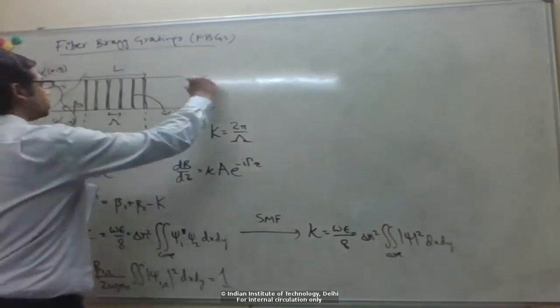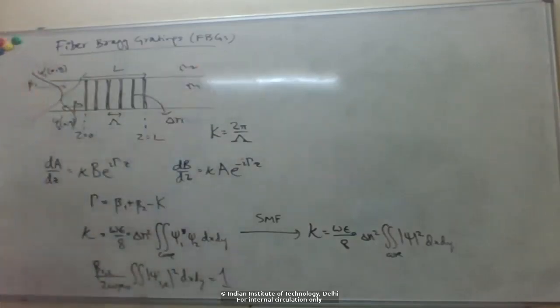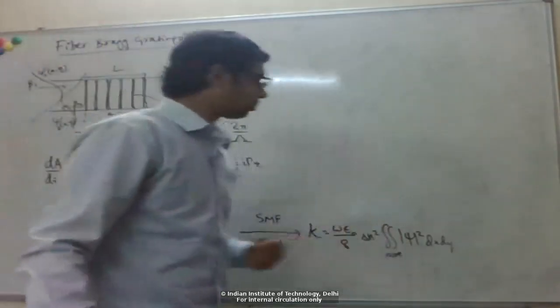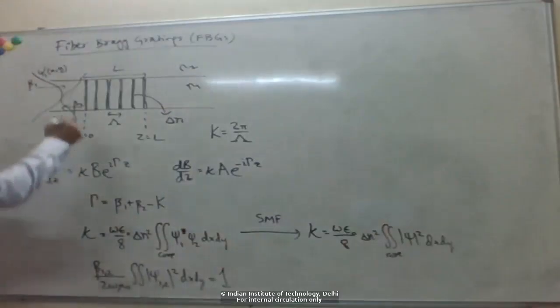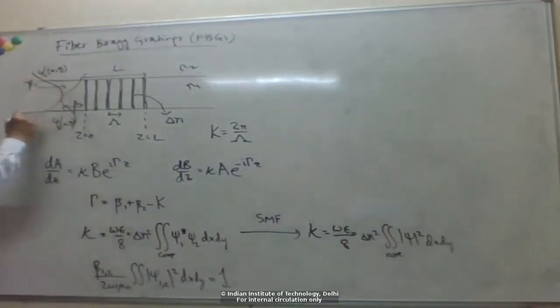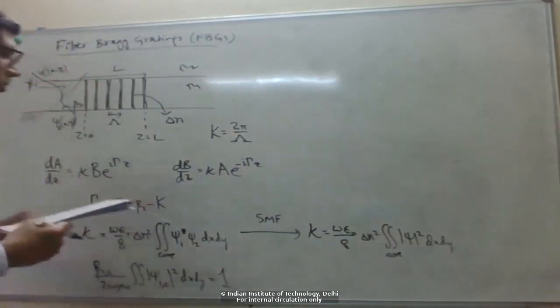You can recall this was the core and cladding. Because the grating is only in the core region, that's why this factor is coming in. The power which is extending into the cladding region doesn't contribute to the coupling.